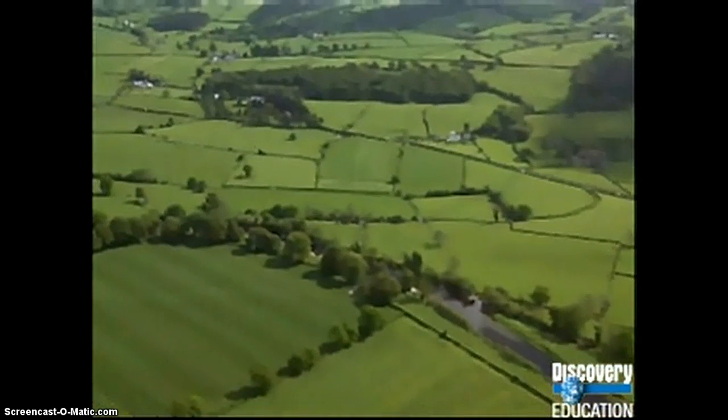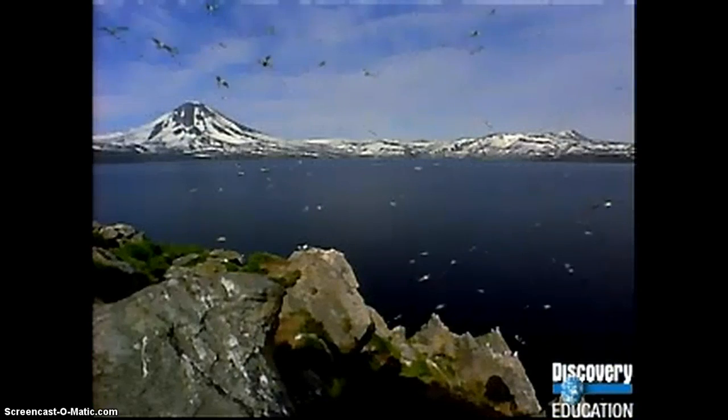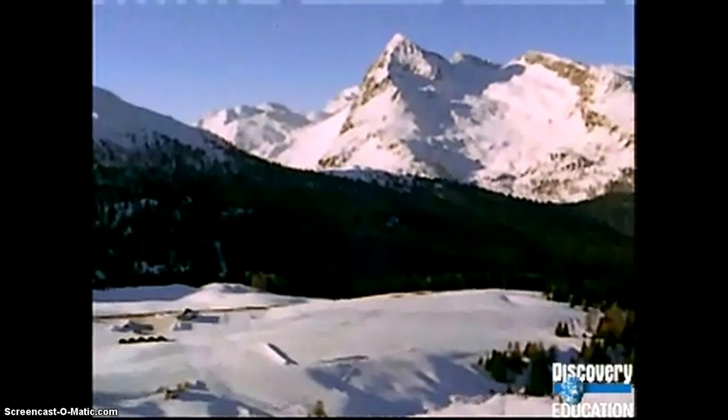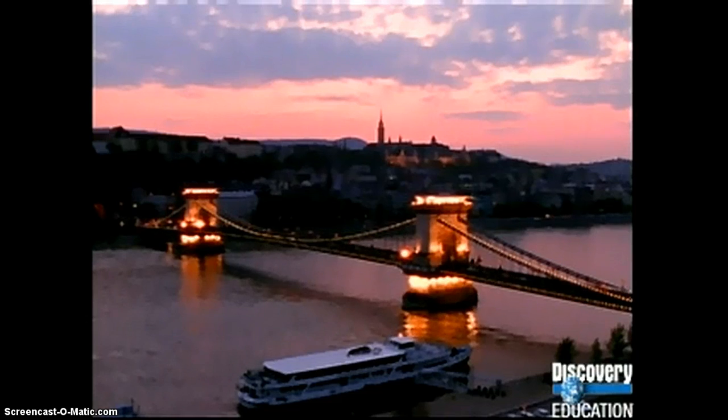Much of Europe boasts fertile farmland and temperate climates. In addition, it also possesses great natural beauty thanks to its spectacular coasts and mountains. It is easy to see why this region has attracted people for thousands of years.